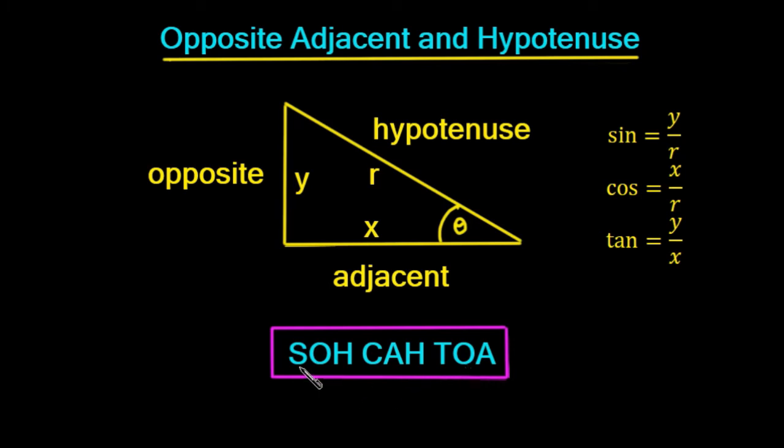So the mnemonic here is SOHCAHTOA. So it's SOH, and that really says sine. So the sine is going to be the opposite over the hypotenuse. And the cosine is going to be the adjacent over the hypotenuse. And the tangent is going to be the opposite over adjacent.